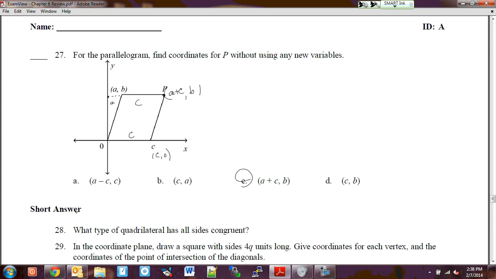28. What type of quadrilateral has all sides congruent? You might want to jump to a square, but we don't know anything about the angles. So we have to say a rhombus, okay? Because if you're not given the angles or the slopes of the lines, all you know is all four sides are the same length. The most accurate definition you can give is a rhombus, all right?